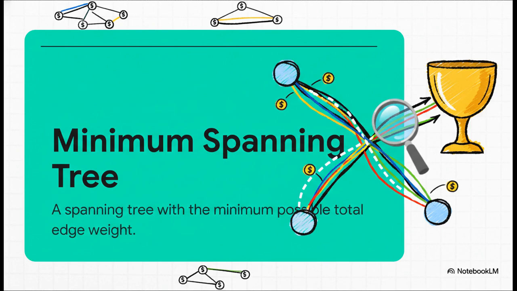Okay, but here's the thing. We don't just want any old spanning tree. We want the cheapest one. Because in the real world, every cable has a cost, right? So now we're hunting for something specific, the minimum spanning tree, or MST for short. And that's it. That's the one spanning tree that adds up to the lowest possible total price. This right here is the holy grail of our puzzle.